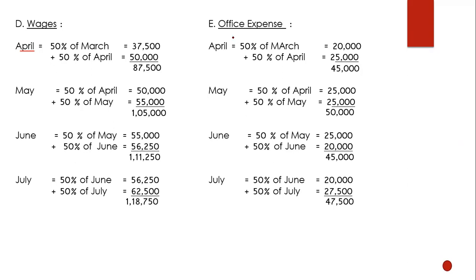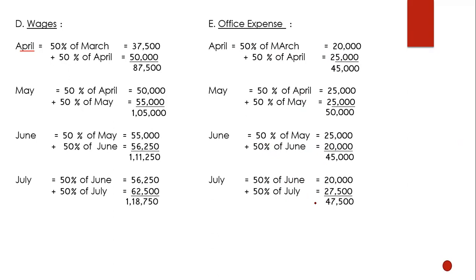Only the amount will be changed. In April, 50% of March, 20,000, plus 50% of April, 25,000, so the total will be 45,000. In May, 50% of April is 25,000 and 50% of May is 25,000, so the total will be 50,000. In June, 50% of May is 25,000 and 50% of June is 20,000, so the total will be 45,000. In July, 50% of June is 20,000 and 50% of July is 27,500, so the total will be 47,500.